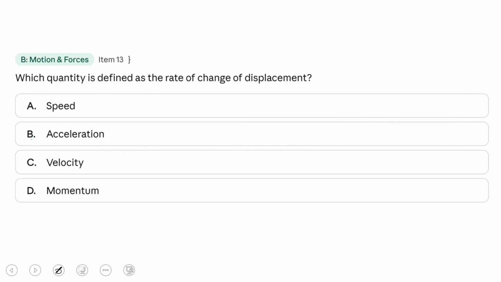And the next one, item 13, which quantity is defined as the rate of change of displacement? Rate of change of displacement, that is velocity, madam. Okay? All right.